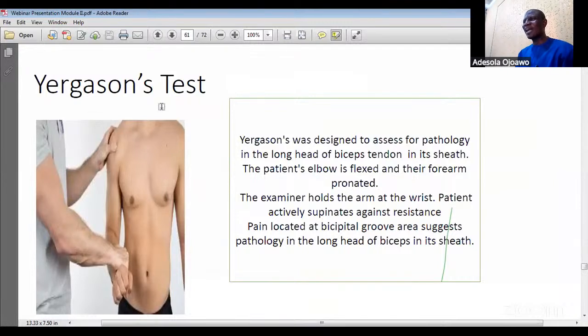Then we call this one the Yergason test. The Yergason test was designed to assess the pathology of the long head of biceps in its groove. The patient's elbow is flexed to 90 degrees, and the arm is pronated. The examiner holds the arm at the wrist. The patient actively supinates against your force. If there is pain at the biceps where the examiner is touching, the Yergason test is positive.